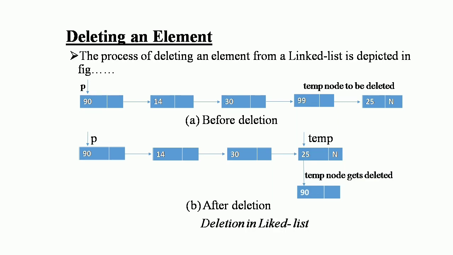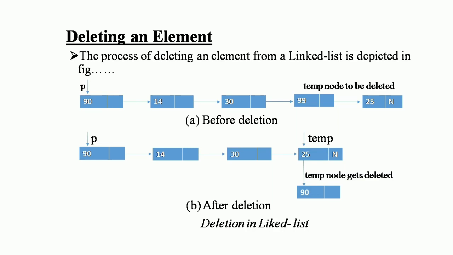Here, the process of deleting: you already have existing elements, and one particular node is to be deleted from the linked list. Look at the diagram here. Similarly, we have a diagram with 5 elements, shown as part A and part B. In part A, P is the one node, whose data is 90.